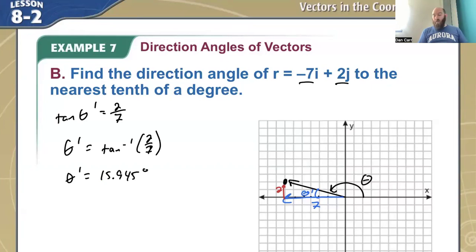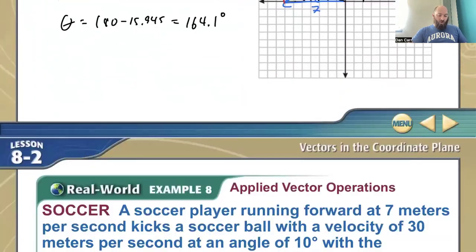15.945 degrees. So if I want to find my actual direction angle, I'm going to subtract that from 180. Just like with our unit circle stuff, we can do 180 minus my 15.945. And that's going to give me 164.1 degrees when I round it off to the nearest tenth. Okay. All right. Next one.